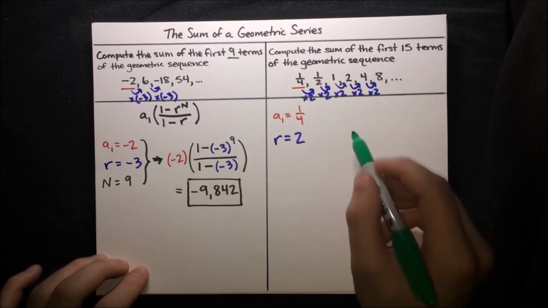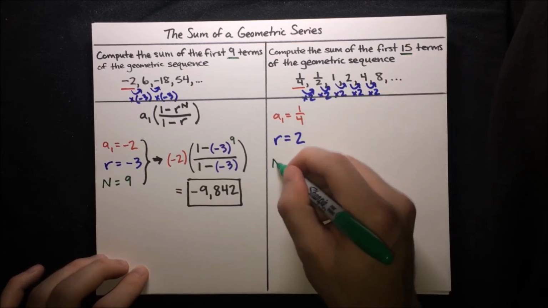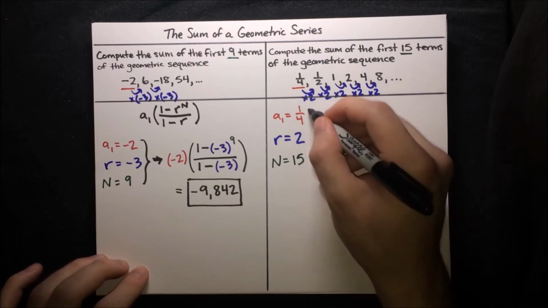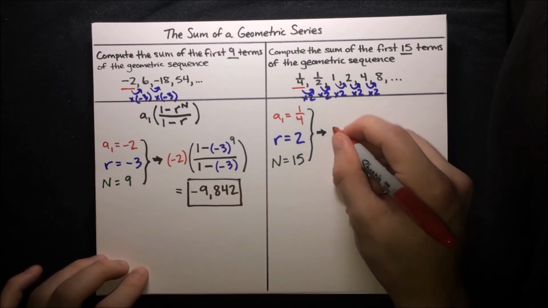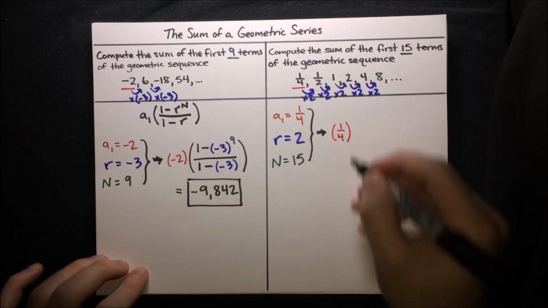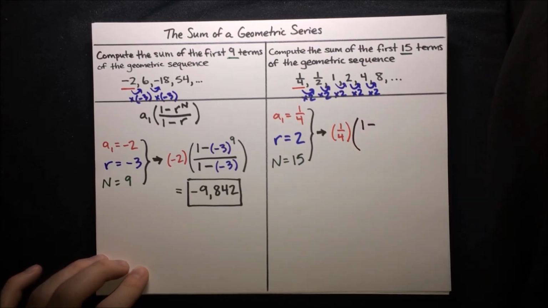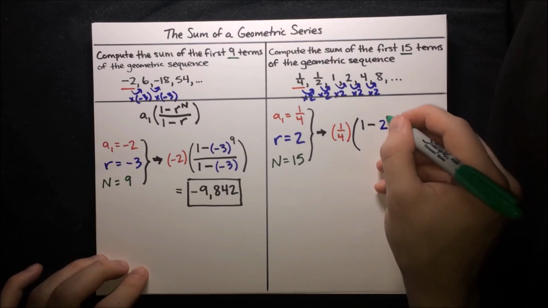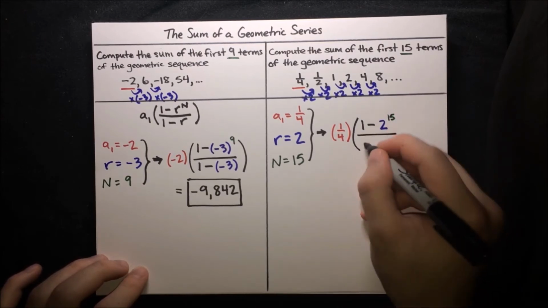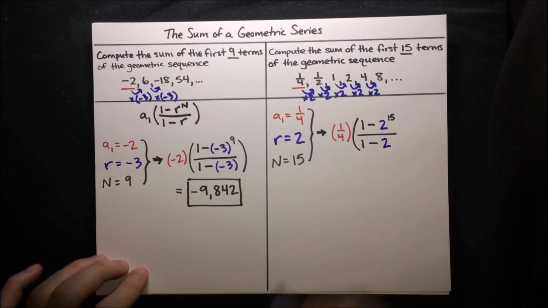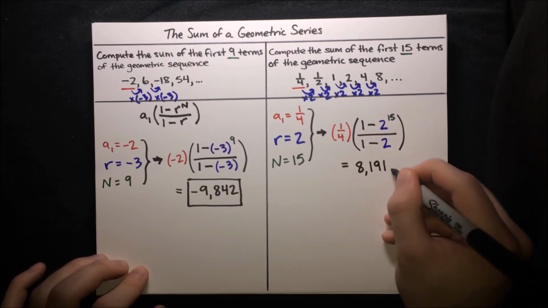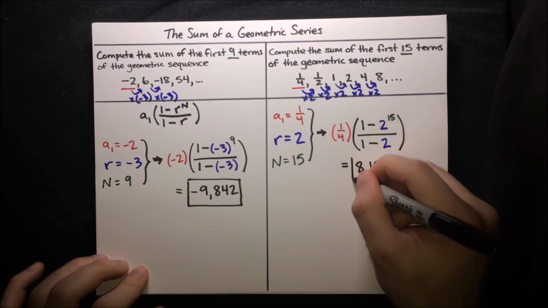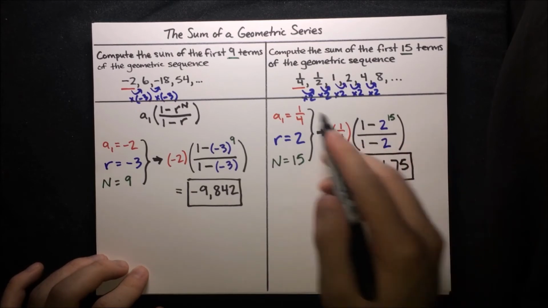And then n, that's how many terms we want to add up. We want to add up 15 terms, so n equals 15. So we just take all that and stick it into the formula. A1 is a fourth, times the fraction 1 minus the common ratio 2 to the nth power, 15, over 1 minus the common ratio 2. We stick this into our calculator, compute it, and the result is that this is equal to 8,191.75. So there we go. There is the sum of the sequence.